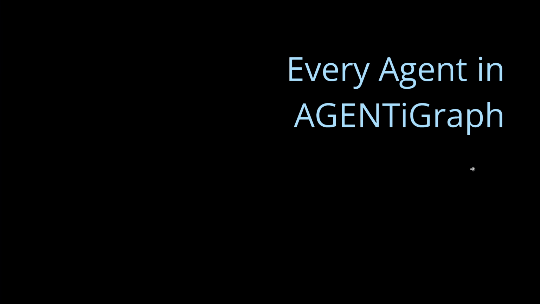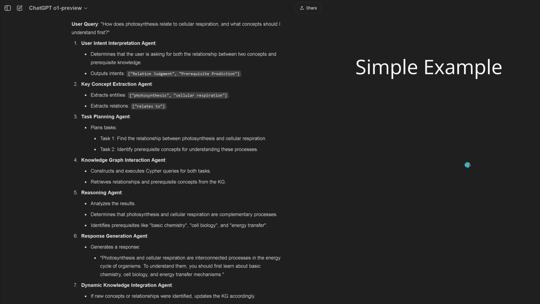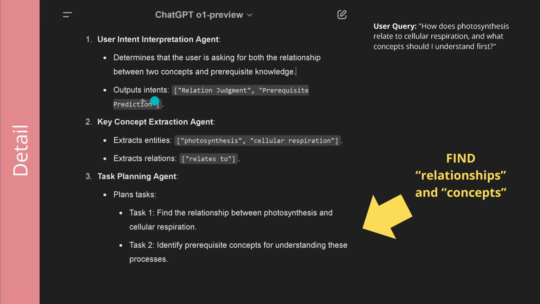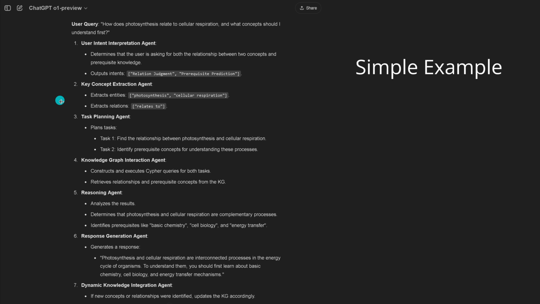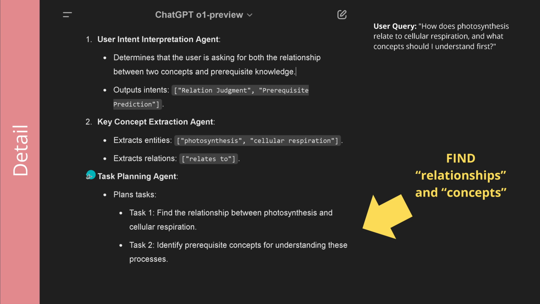Now, we have a deep dive into every agent in the AGENTiGraph. And I asked our little Strawberry to provide a simple example after I had some exchange with Strawberry on the topic of this paper. So let's have a look, but let's make it a little bit bigger here. First detail, how many points do we have? You have 7 points, 7 agents. So the first 3 agents, what are they doing exactly?